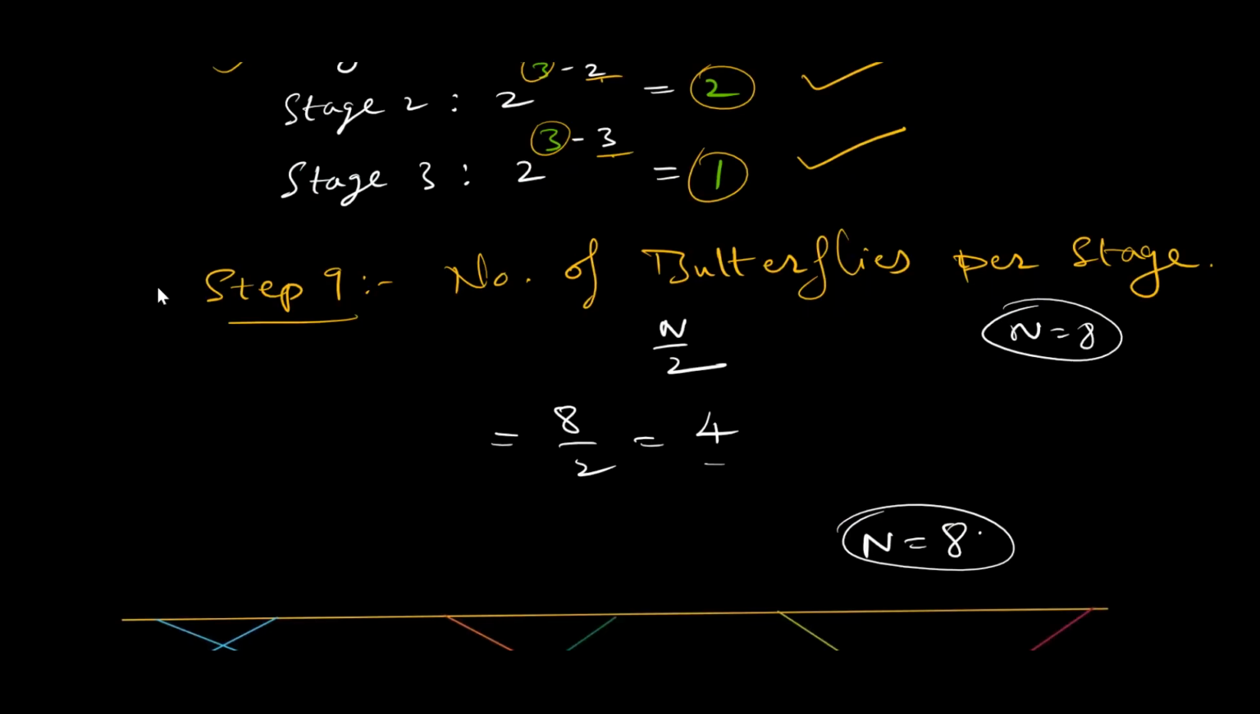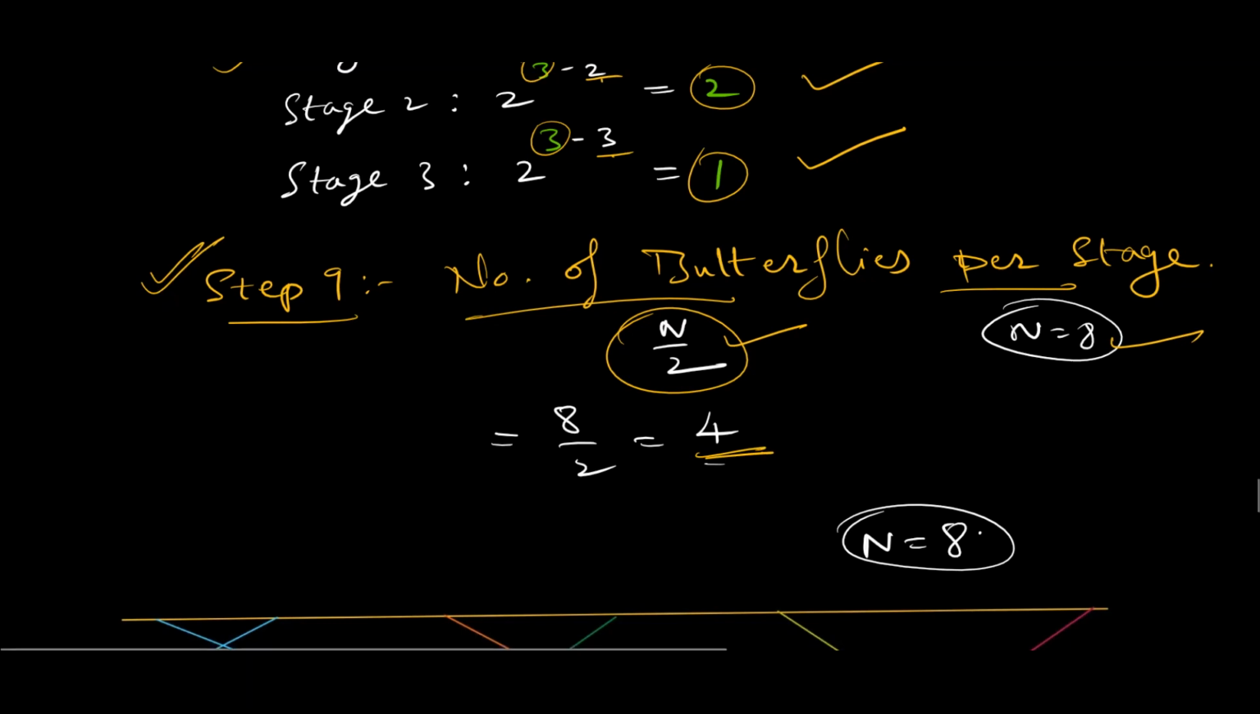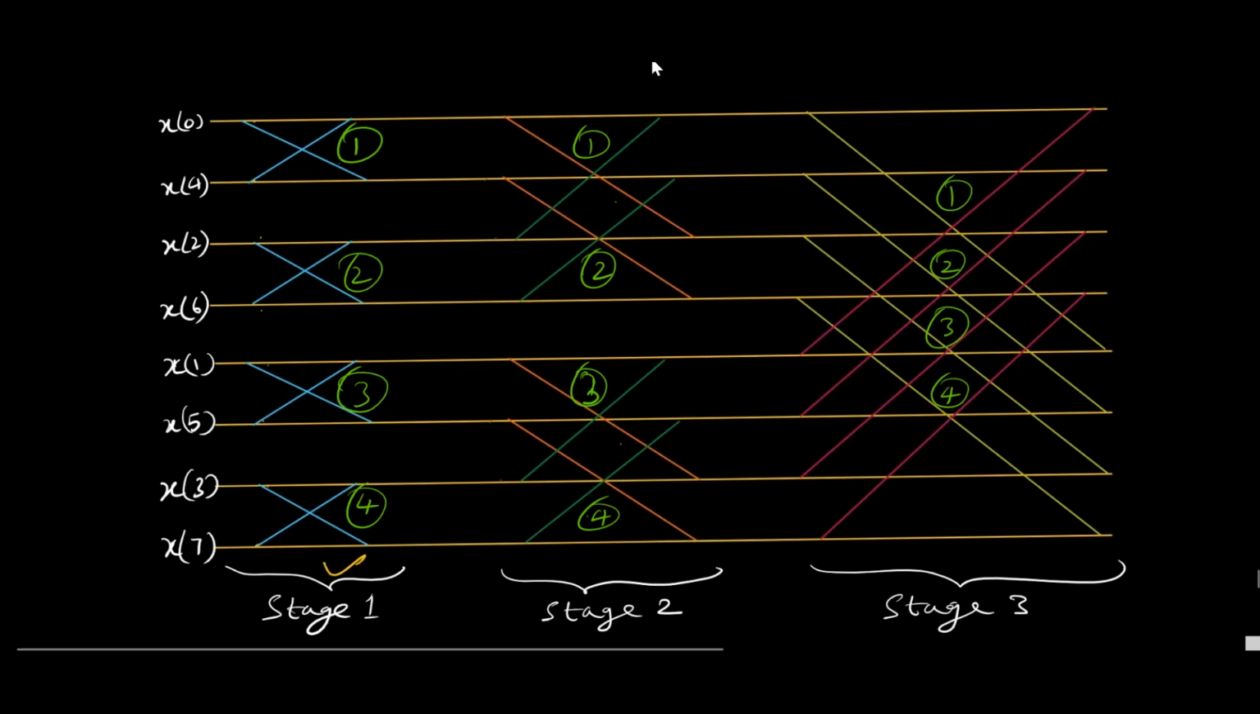The ninth step gives you an idea about the number of butterflies per stage. We know N is 8, so we can calculate it by this relation. You substitute N equal to 8, so 8 by 2 equals 4. That means we'll have 4 butterflies per stage. For stage number 1 we have butterflies 1, 2, 3 and 4. Likewise for stage number 2 we have 1, 2, 3 and 4, and for stage number 3 again we have 4 butterflies.